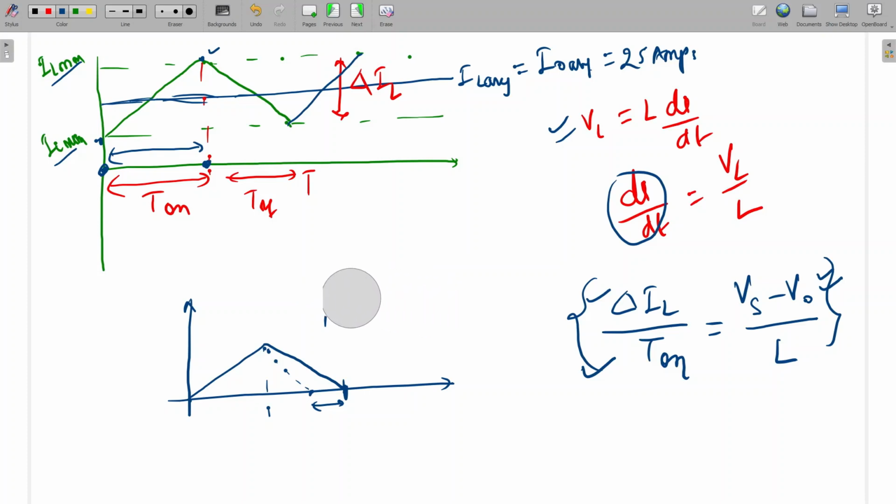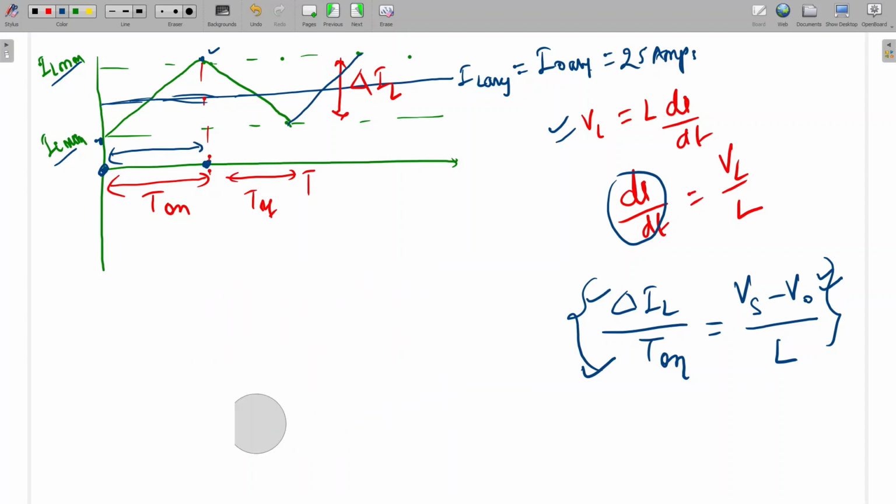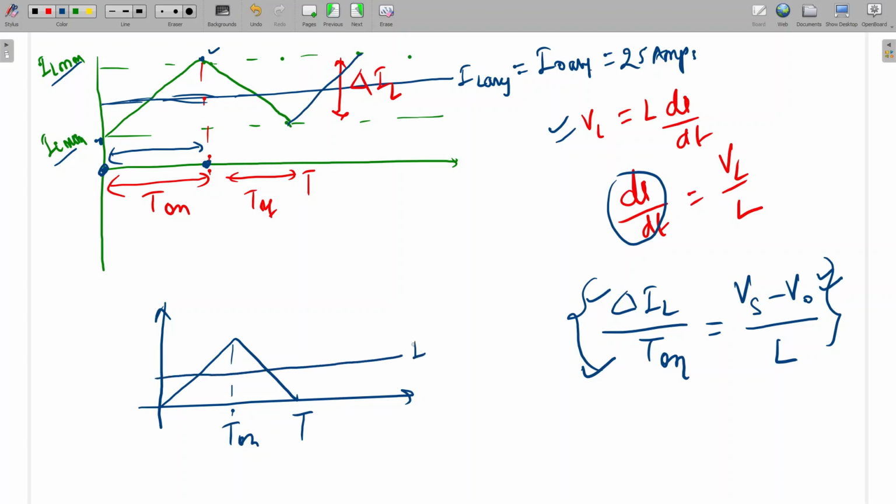Discontinuous also happens, depending on load and inductor value. So when can we say that this is the boundary of continuous and discontinuous? Let's say this is the inductor current. This is the total time period, and here T on. And this is the I average. So when this value will be half of this delta IL, in that case we can say that the converter is running at the boundary of continuous and discontinuous conduction. When this IL average is greater than delta IL by 2, this is the case for which we can say that the converter is working in continuous conduction mode.